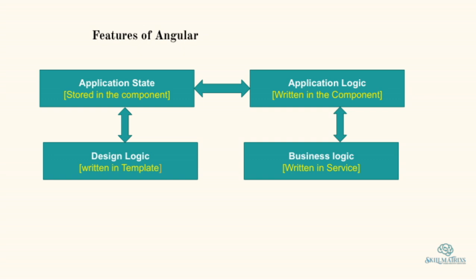For application logic, this is managed within the component, where we handle user interactions, data binding, and component-specific behavior. Finally, application state is stored in the component itself, keeping track of data that changes over time and affects what the user sees. By understanding how these pieces fit together, you can better organize your Angular applications for clarity and efficiency, which is essential as we build scalable, maintainable web apps.